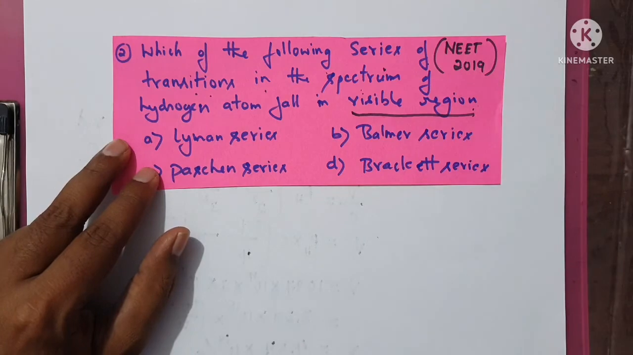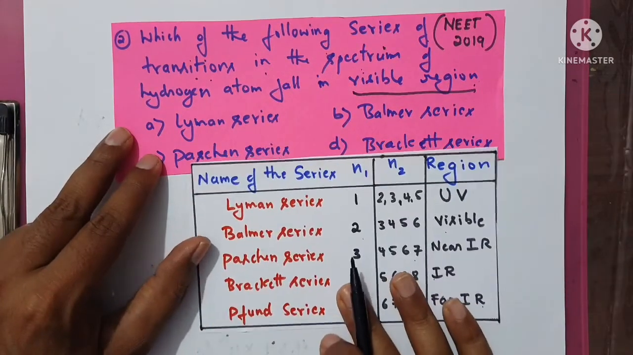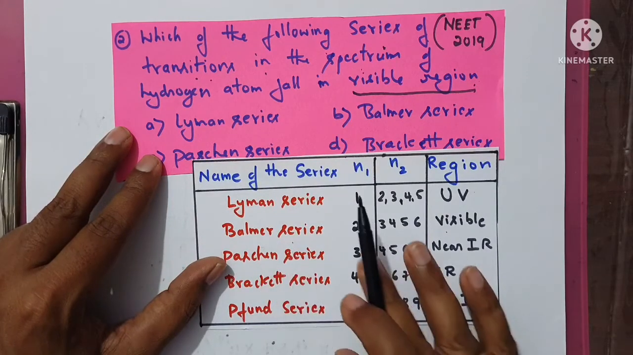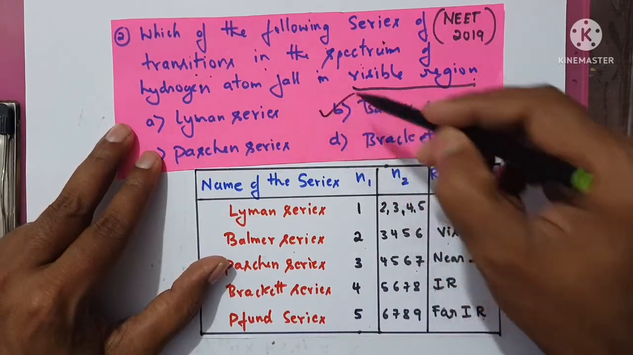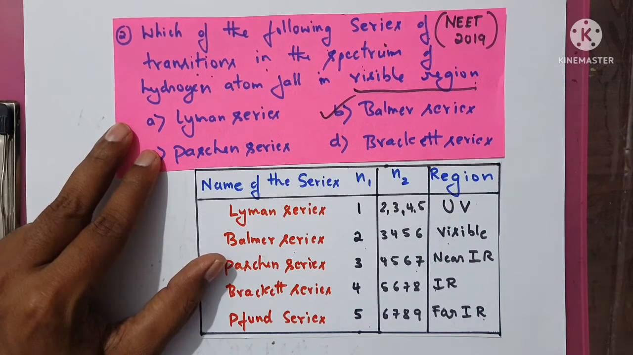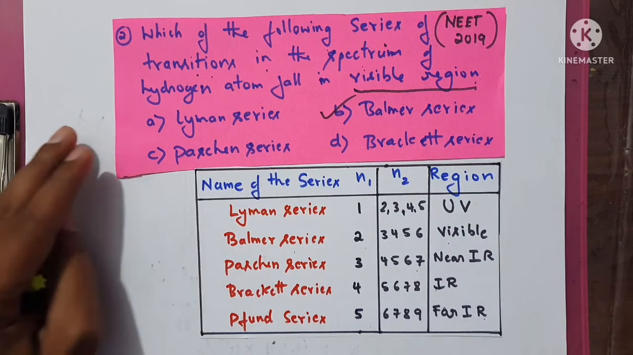So I'll take the table. Here it is. If you observe here, the visible region is in Balmer series. Therefore, your option B is the correct answer. See children, such an easy question. Just in seconds you can solve this question. Let us go for the next question, children.